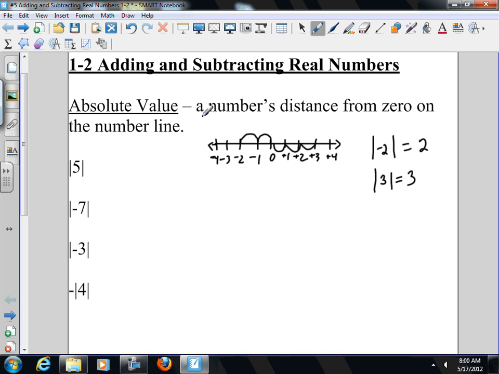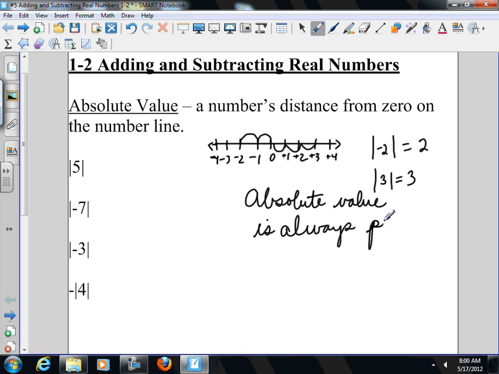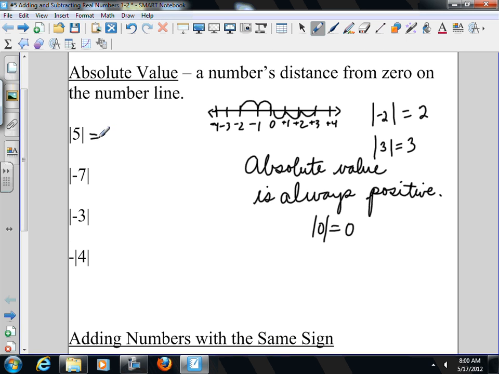And one thing to keep in mind is absolute value is always positive. So that's something you should make sure that you have written down somewhere. Absolute value is always positive. If you have the absolute value of 0, how far is 0 from 0? Well, it's 0 spaces. You're already right there. Okay, so for instance, absolute value of 5 is 5. Absolute value of negative 7 is positive 7. Absolute value of negative 3 is 3.